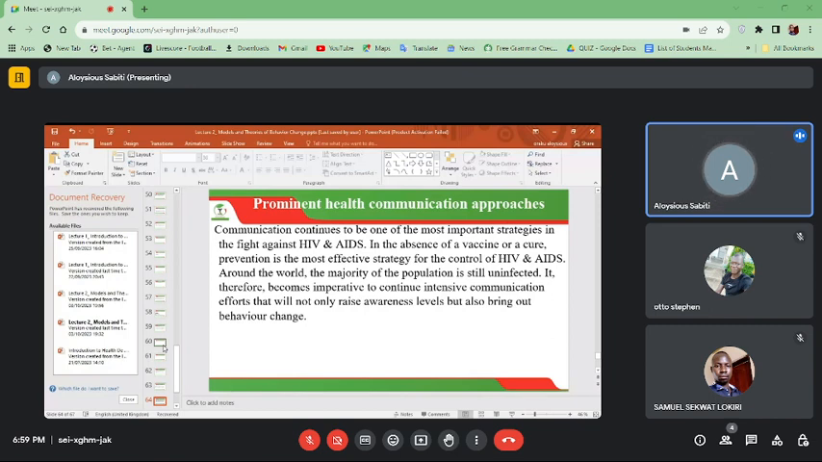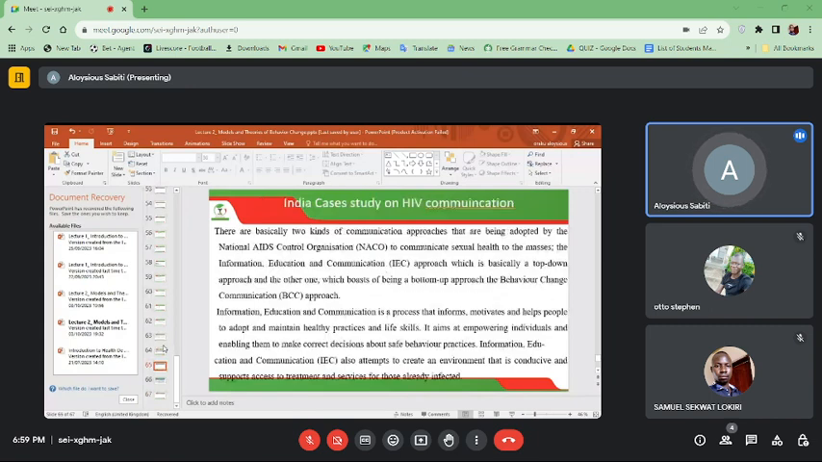And in this regard, we're talking about behavior change approaches like using condoms. We're talking about abstinence. We're talking about HIV testing, but also we are talking about limiting your sexual partners and all this.